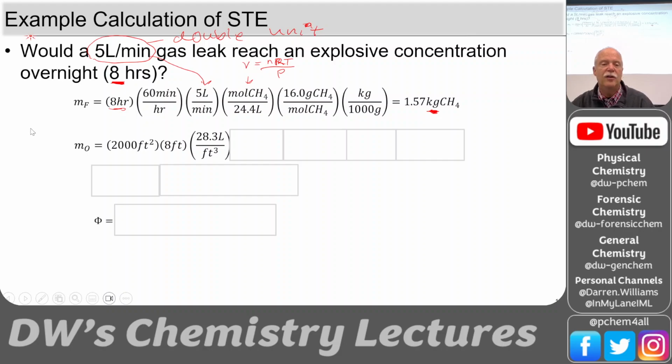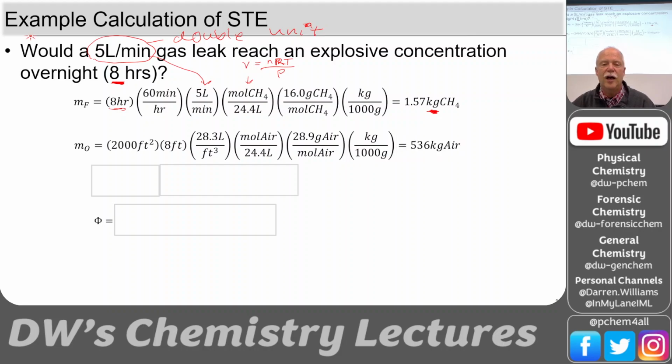Okay, so then we have to look this up. Again, any kind of conversion that you might need on the test will be on the equation sheet. So that gets us to liters. Then we go to moles, 24.4 liters per mole of air. Then we have that conversion factor that we just derived on the other page, 28.9 grams of air per mole, to kilograms. And now we have 536 kilograms of air.